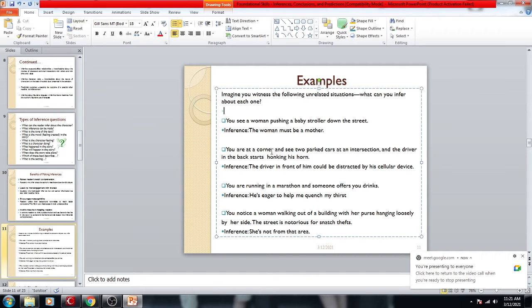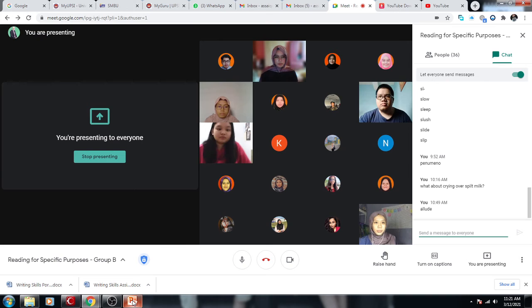You are at a corner and see two parked cars at an intersection, and the driver in the back starts honking his horn. You may infer that the driver in front of him could be distracted by his cellular device. So by honking, he is reminding him, hey, wake up.